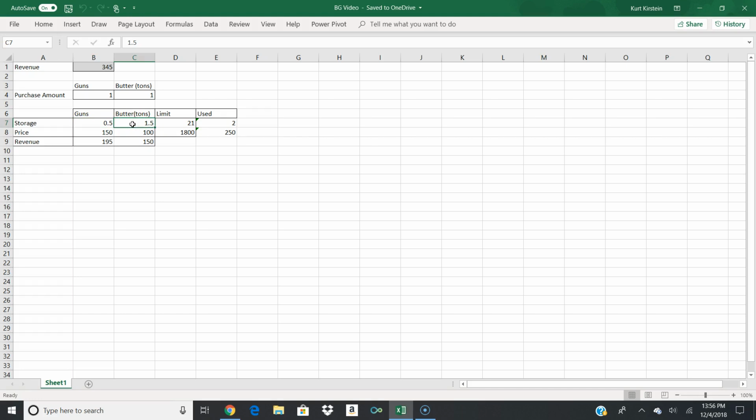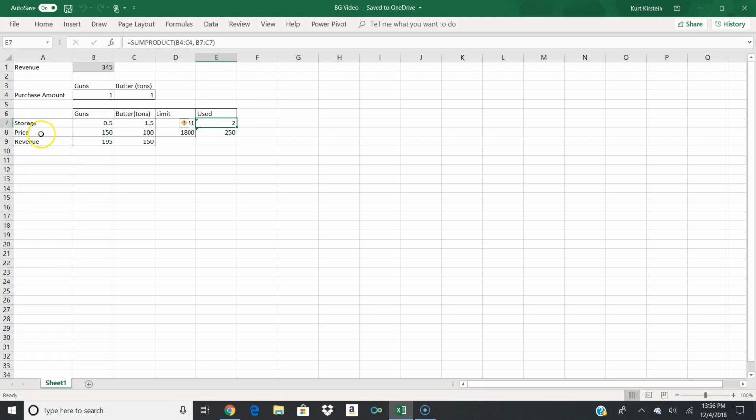That's interesting to know because the overall storage limit that we have is 21 cubic meters of space. So we cannot exceed 21 cubic meters of space. And currently, because we have 1 gun, which takes a half, and 1 ton of butter, which takes 1.5, we are currently using 2 cubic meters of space.